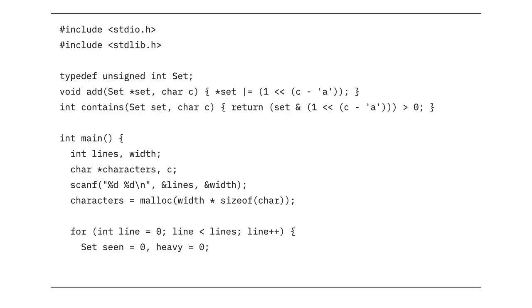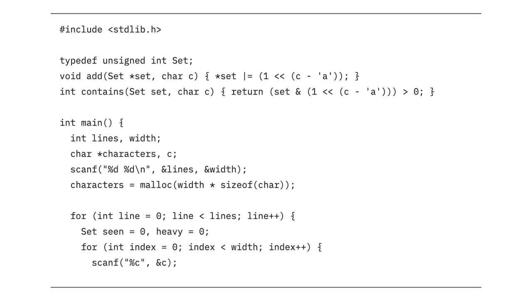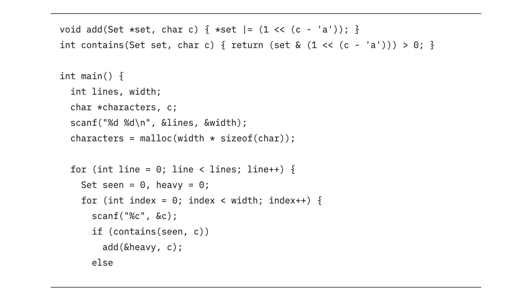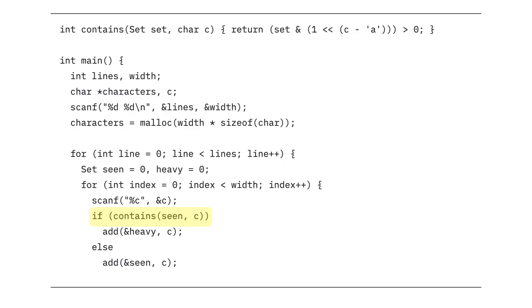Here we create two empty sets. Remember that set is just another name for an unsigned integer in this context. Setting a set to 0 is equivalent to switching all the bits off. Here we read the characters from the input file one by one. For each character, we check whether the scene set contains the character. If so, it means we have already encountered the character at least once, so we add the character to the heavy set. Otherwise, we mark the character as encountered by adding it to the scene set.